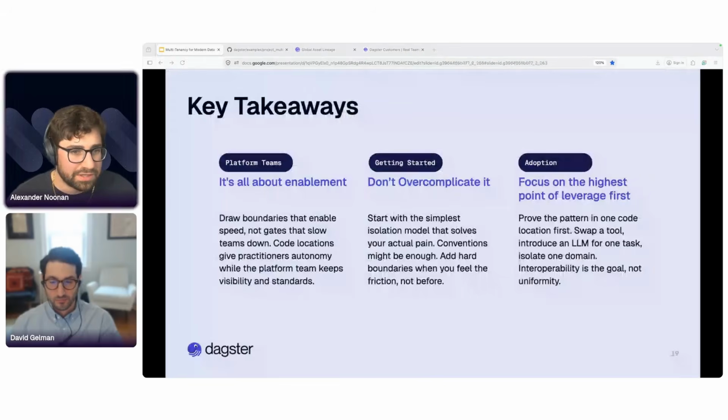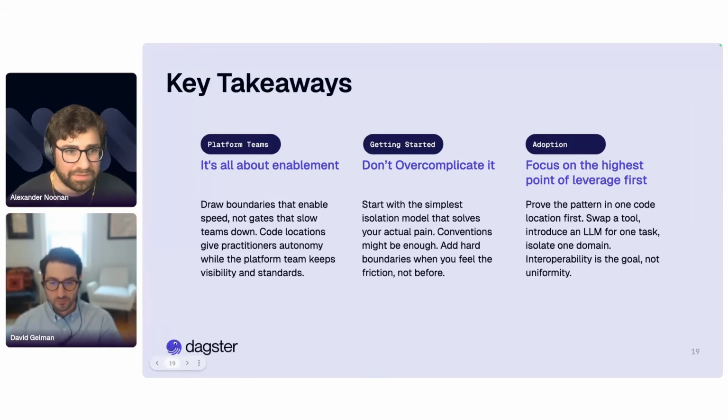And then for the key takeaways, first, this one's for platform teams. It's all about enablement. Multi-tenancy isn't about locking teams down. It's about drawing boundaries that enable speed. So you don't want to slow people down. You want code locations to give practitioners autonomy while platform teams keep visibility and standards throughout the org. So it's about raising the tide to lift all boats, so to speak.